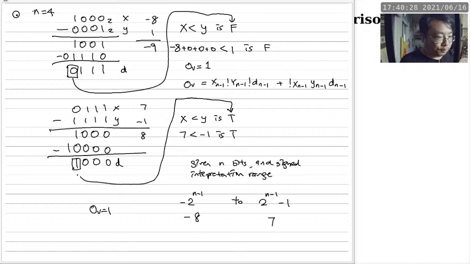So the idea is we just focus on the most significant column. This is x n minus 1, this is y n minus 1, this is d n minus 1, and the same way over here. You just have to convince yourself that when you substitute the values into this expression, in both cases, OV is going to be a 1. But I can give you guys some time to work on this. How does 2 minutes sound? Yeah, let's do it for 2 minutes.